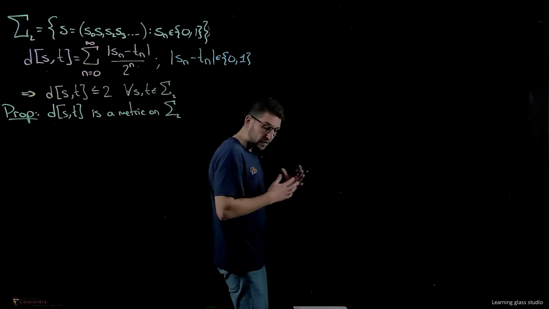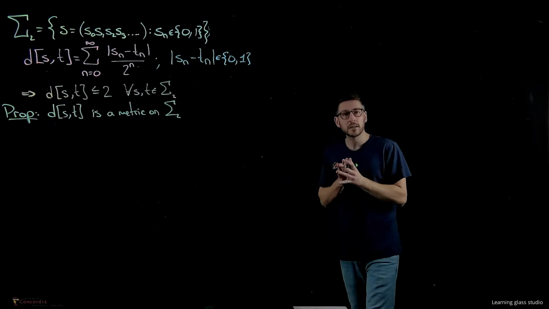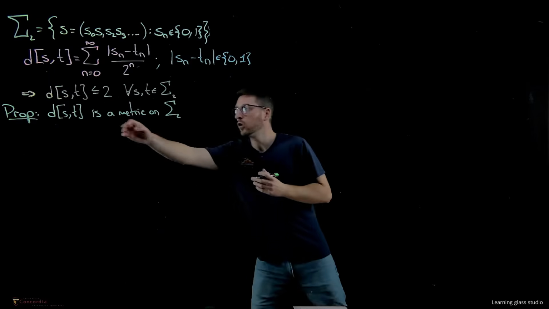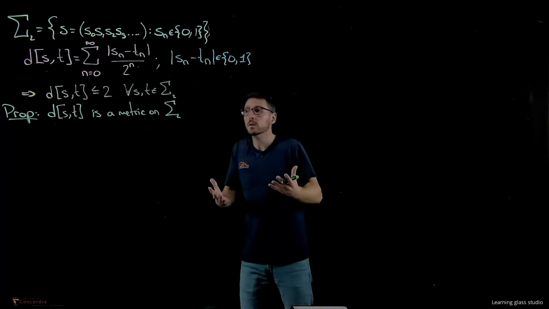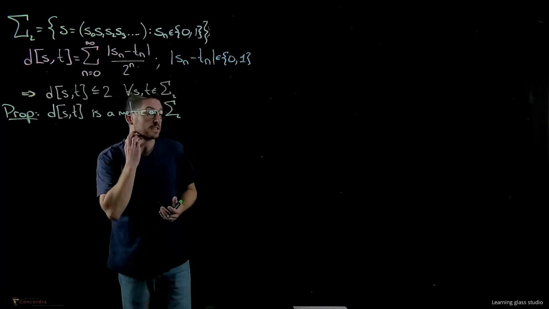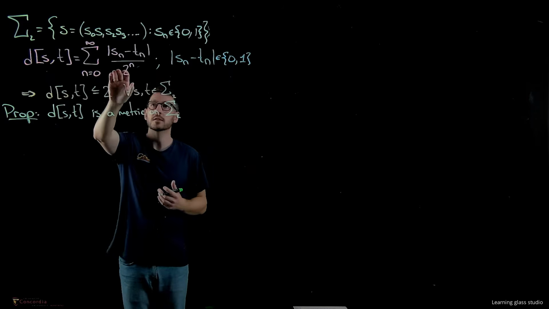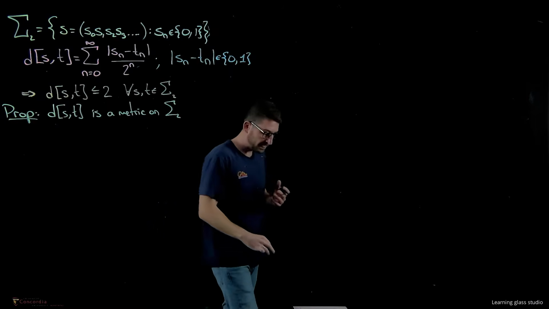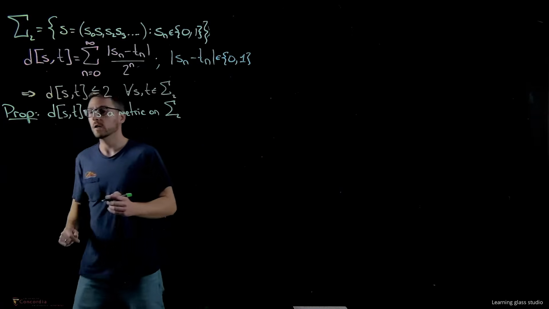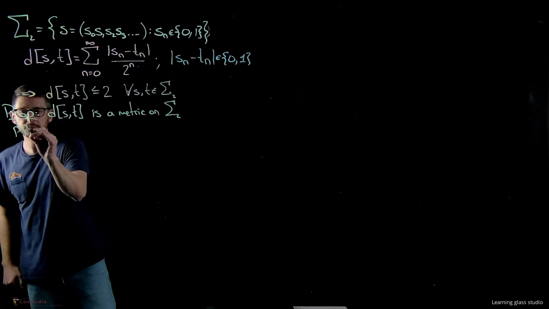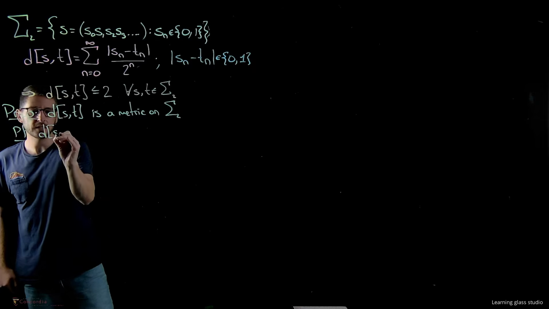And again, if you've encountered this in real analysis, that means that sigma 2 equipped with this distance becomes a metric space. And effectively what this tells us is there's a way of measuring distance between objects. Now this distance here we've sort of spoken about.